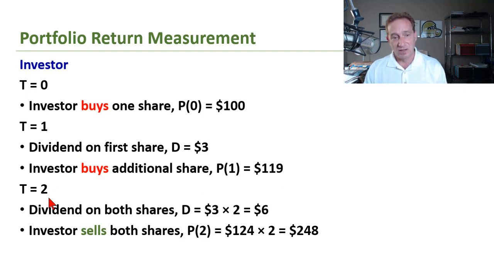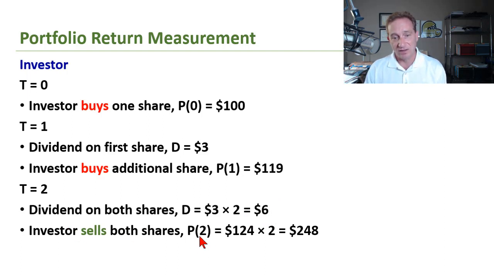And then we go to the second time point on the timeline. So this would be the end of the second period, or we could think of it as the beginning of the third period. And now because we bought a second share, we're going to collect 2 dividends. The dividend has not been raised in the meantime. It's unchanged, but we have 2 shares. So we're going to receive dividend income of $6.